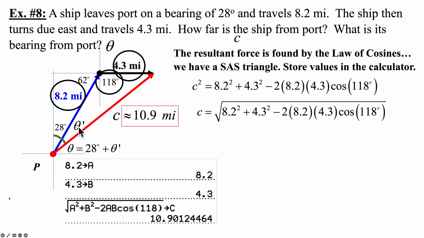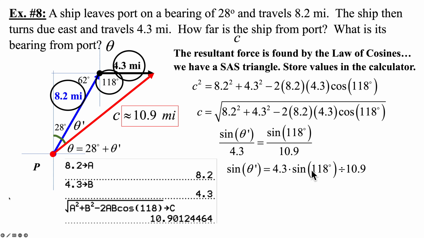Then I said we'll use the law of sines. So we'll go the sine of theta prime over 4.3 is equal to the sine of 118 degrees over the 10.9. Now again, if you prefer to put the sine functions in the denominator and the side lengths on the top, that's fine too, but we're still going to cross multiply the 2, divide by the third, and then let's just take the inverse sine of this whole entire statement, and that's what we type into our calculator.